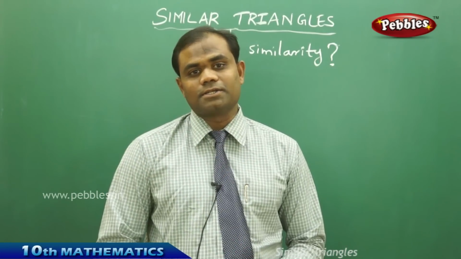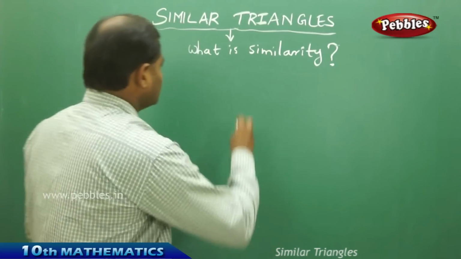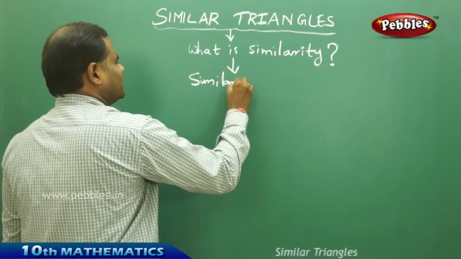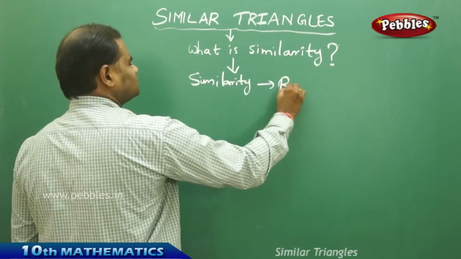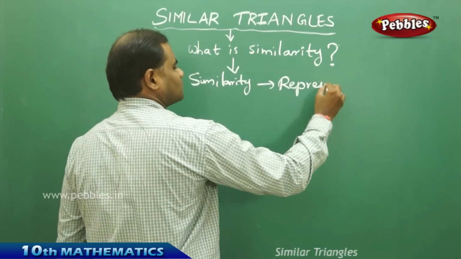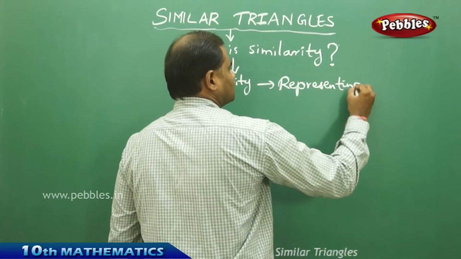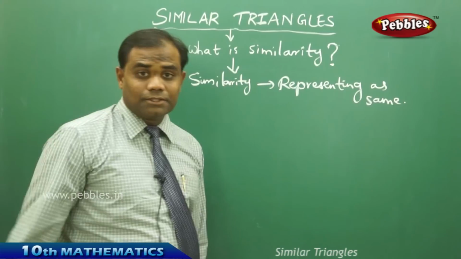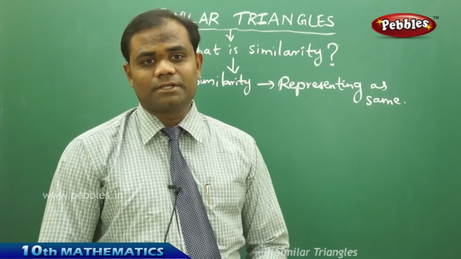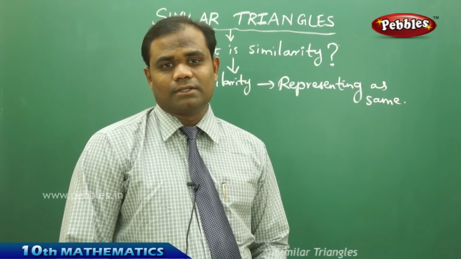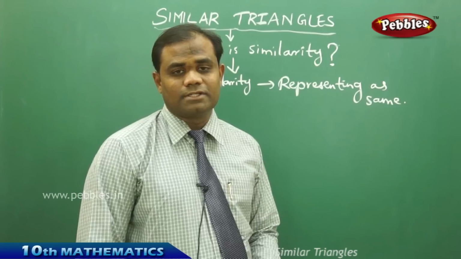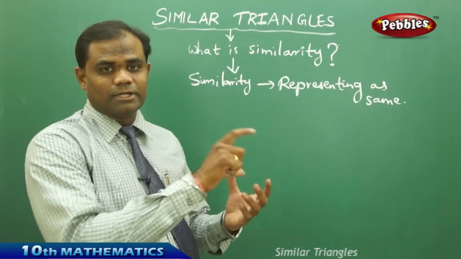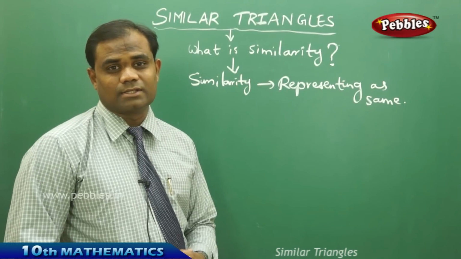The word similar means they are the same or representing the same. So if I take the general meaning, similarity is representing as same. But in another form of understanding, we say that similarity is where two different objects look similar but are not equal in size.